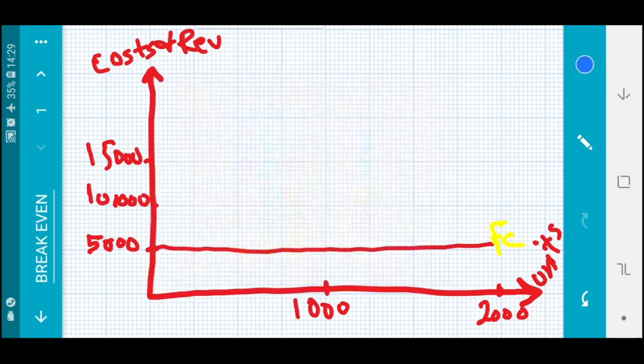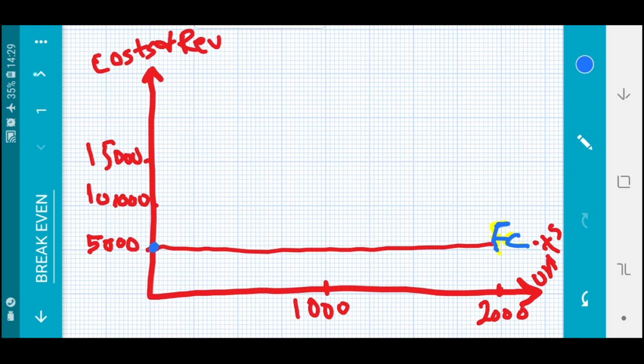Okay, so remember, you have to label them because it's important. They give you marks for labeling. The second line that I have to draw is the total cost. And the total cost should always start from the fixed cost, because remember, there is always a fixed cost even if there is a zero production or zero sales. So it will start from here.